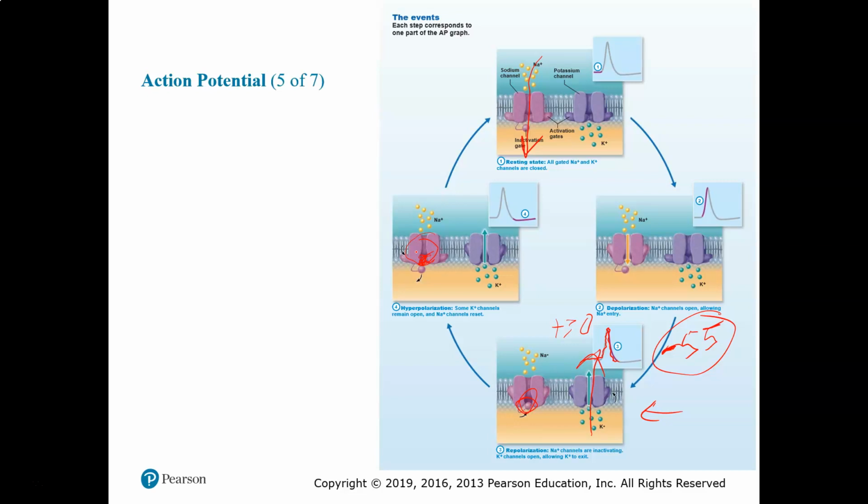The reason there's a hyperpolarization during the action potential is because potassium channels are slow to close. So for a brief period of time, the potential goes from, say, -70 down to maybe -80 or -90. And then the sodium potassium pump brings it back up to -70, which is resting membrane potential.